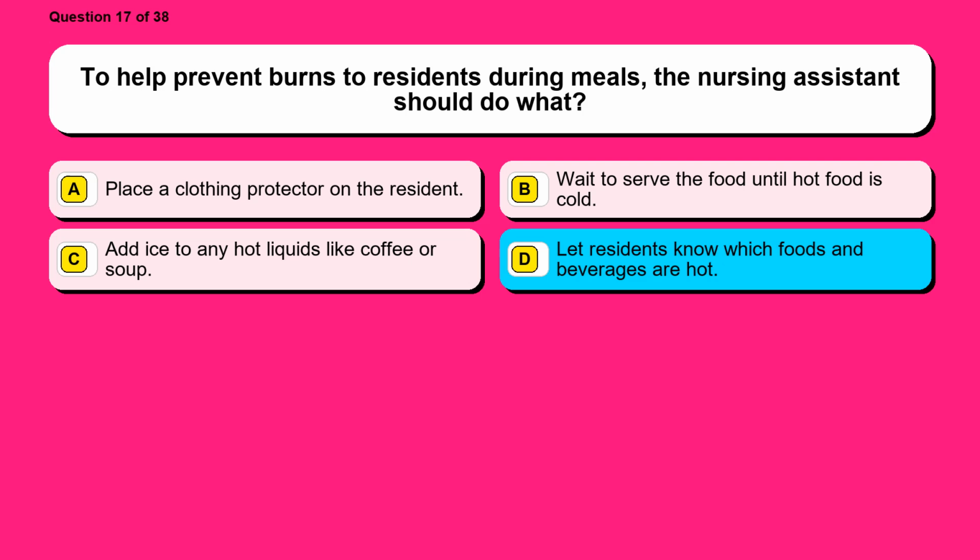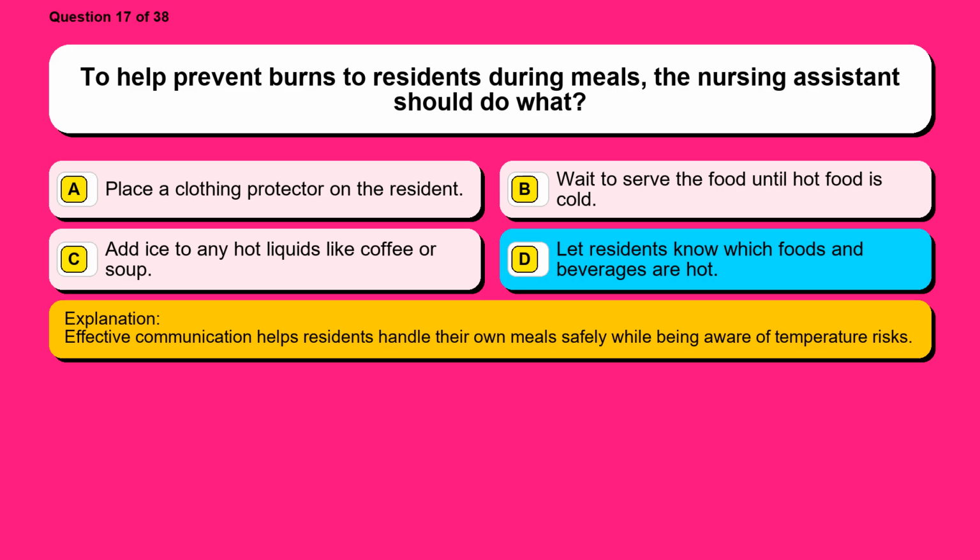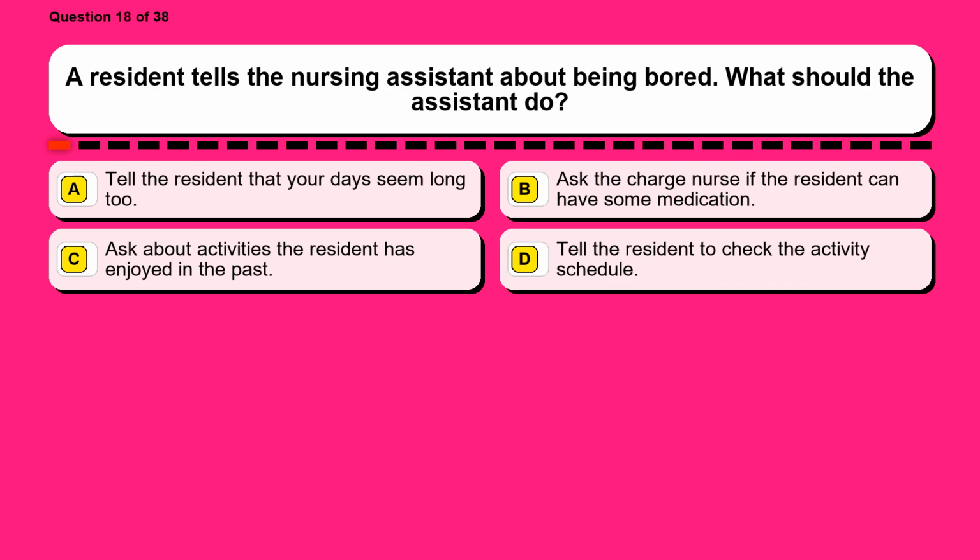The correct answer is option D, let residents know which foods and beverages are hot. Effective communication helps residents handle their own meals safely while being aware of temperature risks. Question 18. A resident tells the nursing assistant about being bored. What should the assistant do?